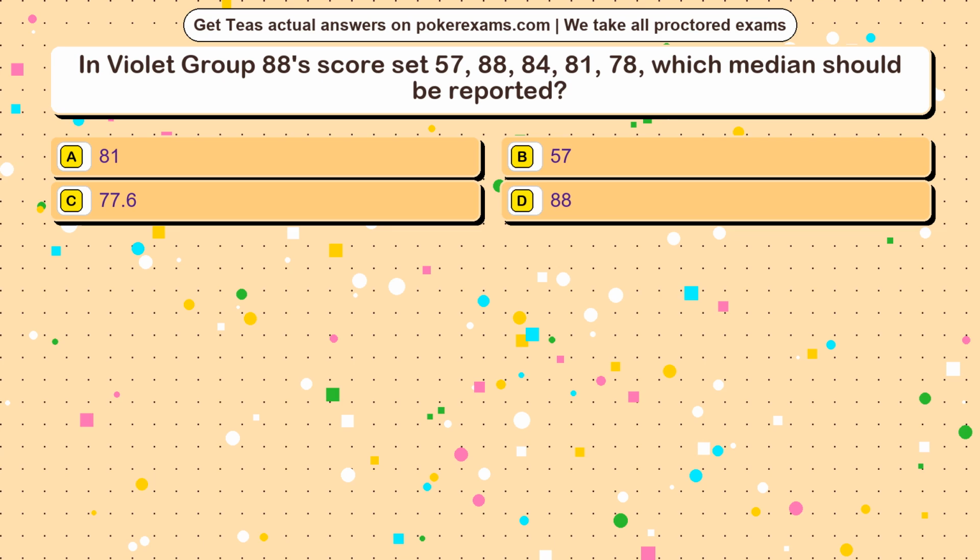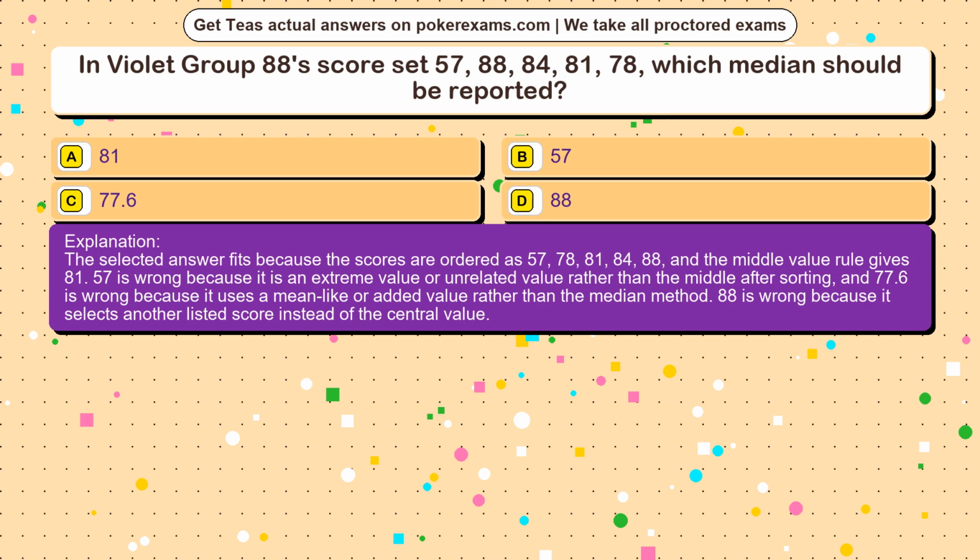The correct answer is option. The selected answer fits because the scores are ordered as 57, 78, 81, 84, 88, and the middle value rule gives 81. 57 is wrong because it is an extreme value or unrelated value rather than the middle after sorting, and 77.6 is wrong because it uses a mean-like or added value rather than the median method. 88 is wrong because it selects another listed score instead of the central value.